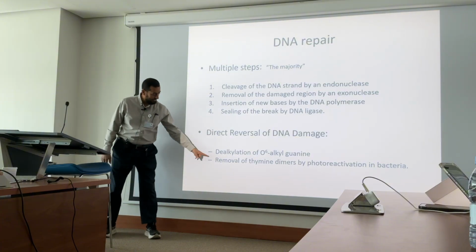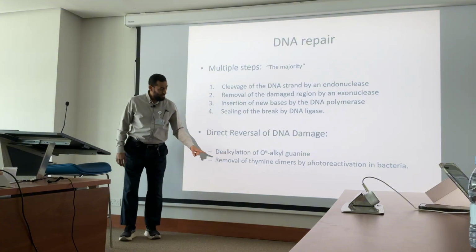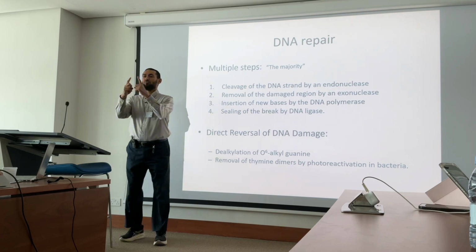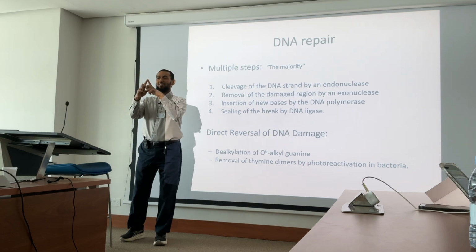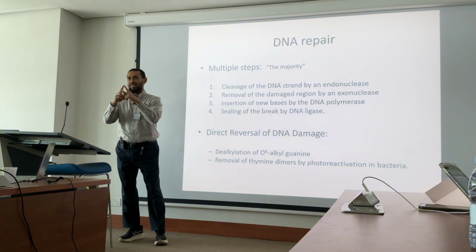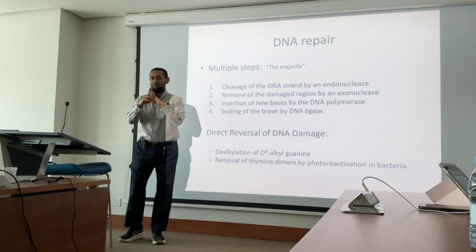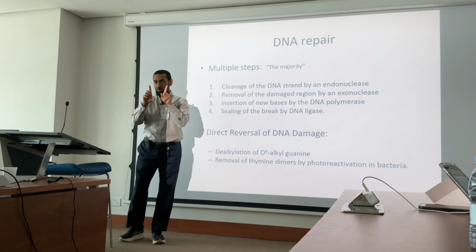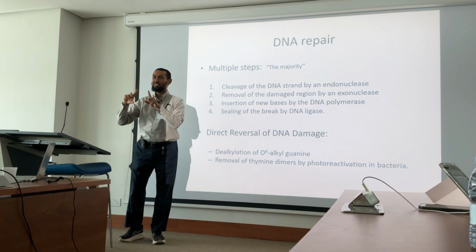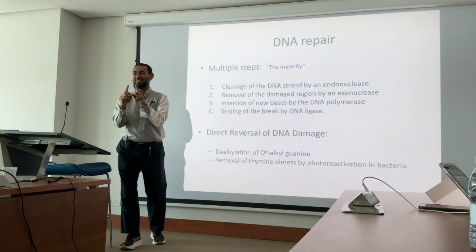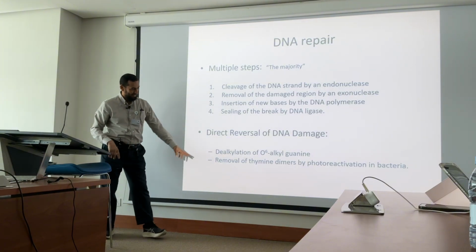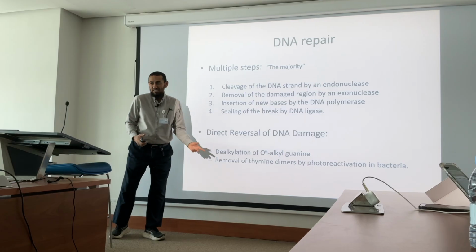Like in bacteria, where two thymidine groups are adjacent to each other, they attach to each other. So this will stop the replication. And this, in bacteria, will be resolved or repaired using the energy of ultraviolet. So the bacteria will use ultraviolet to just remove this dimer, the thymidine dimer. So this is an example of direct repair.